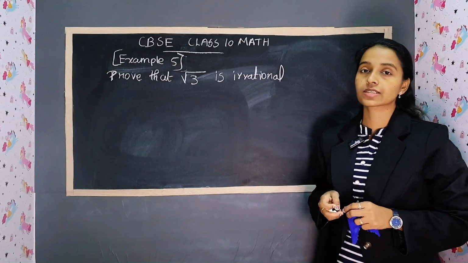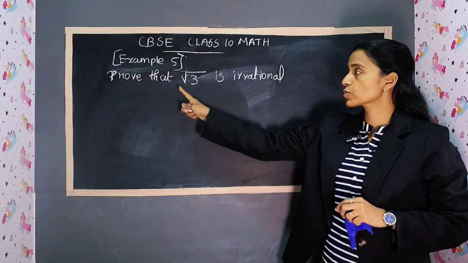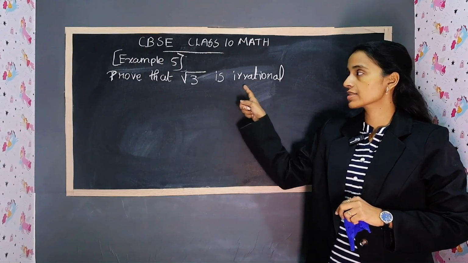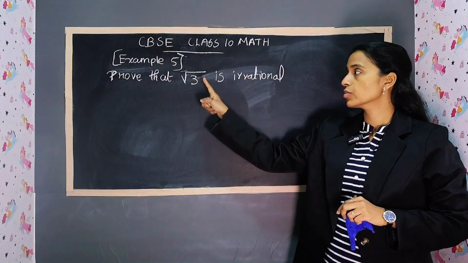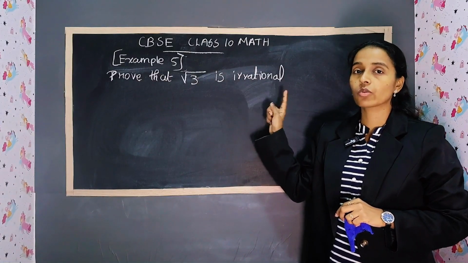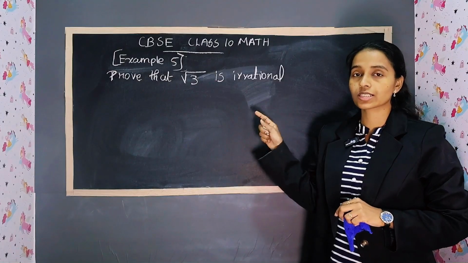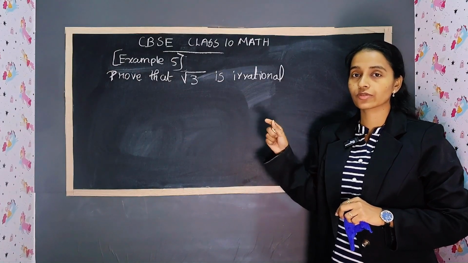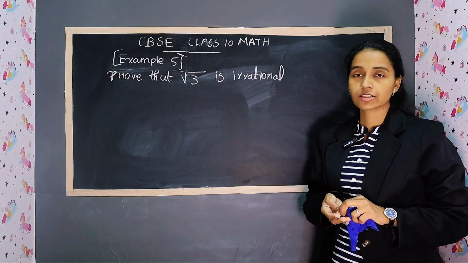Now we can see the question. Here the question is, prove that square root of 3 is irrational. You have to know what is irrational and what is rational. Everything I have explained in my previous video. Do check that video first. Now we can see the solution.